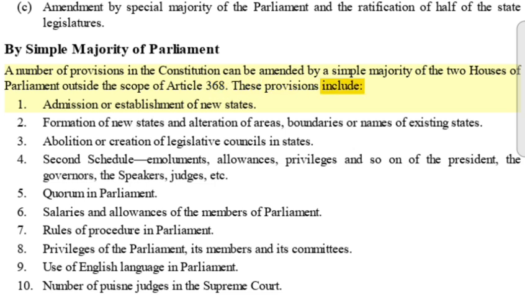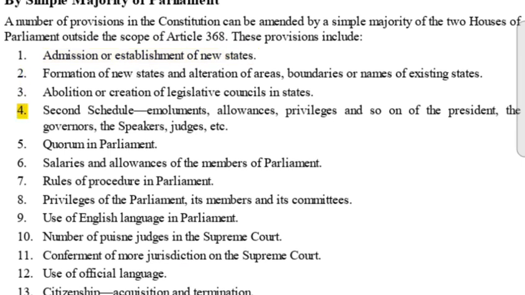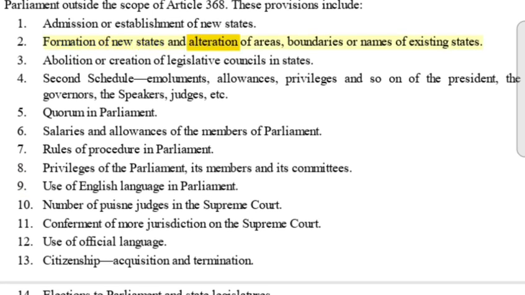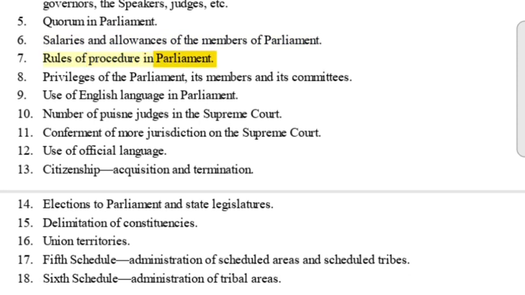These provisions include: 1. Admission or establishment of new states. 2. Formation of new states and alteration of areas, boundaries or names of existing states. 3. Abolition or creation of legislative councils in states. 4. Second schedule, emoluments, allowances, privileges and so on of the President, the governors, the speakers, judges, etc. 5. Quorum in Parliament. 6. Salaries and allowances of the members of Parliament. 7. Rules of procedure in Parliament. 8. Privileges of the Parliament, its members and its committees. 9. Use of English language in Parliament.